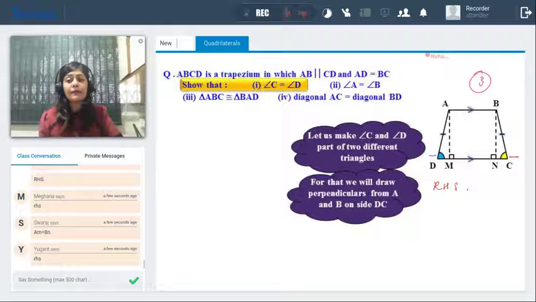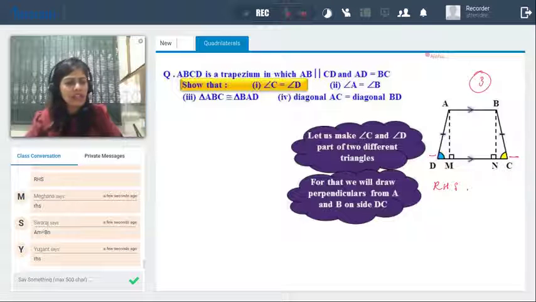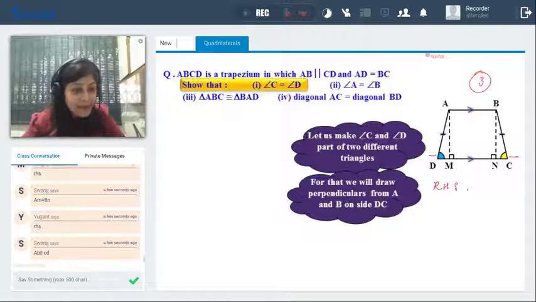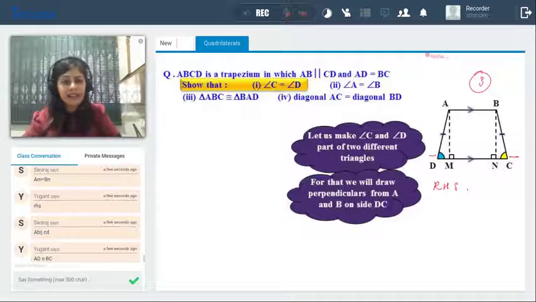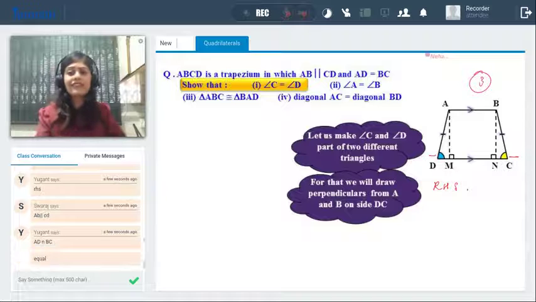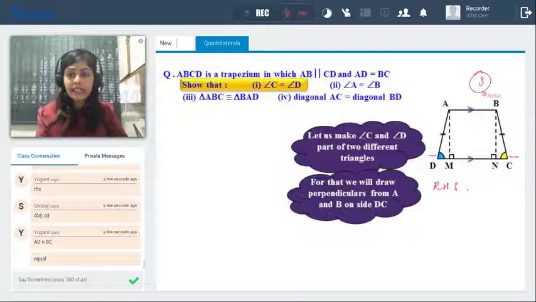Yes, Swaraj, why are AM and BN equal? Yes, AM and BN. Even others, why are AM and BN equal? Are they really equal? Is that given to us? Okay, AB parallel to CD. All right. AD and BC. Yes, yes, Yugant. AD and BC are the hypotenuse, and it's given that they are equal. That's correct. Yes, Swaraj. AB is parallel to CD.